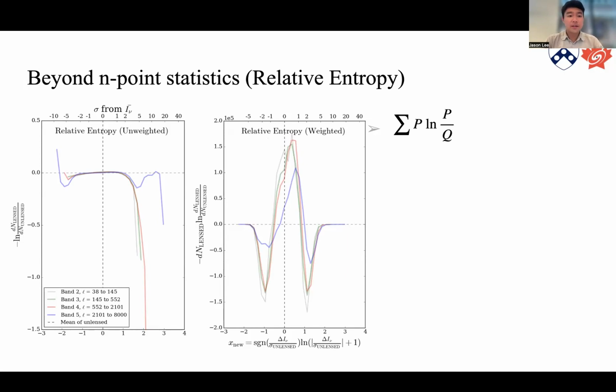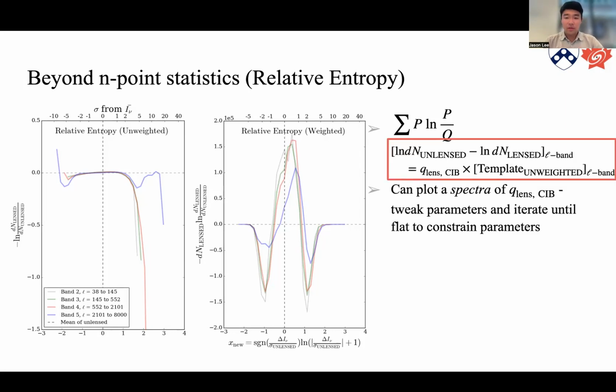So what we did was to plot this relative entropy quantity. There are two versions for us: the unweighted, the equation given on the Y label, and the weighted version. On the top are the number of standard deviations away from the mean of the unlensed. On the left, you can see that for the unweighted relative entropy, when plotted for each of the L bands, they probe basically the tails of the PDFs. But in the middle, for the weighted relative entropy, you can now probe the regime closer to the mean of the PDFs. So what can we do with this?